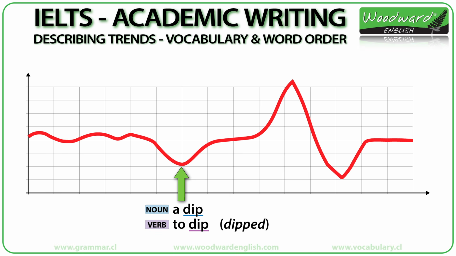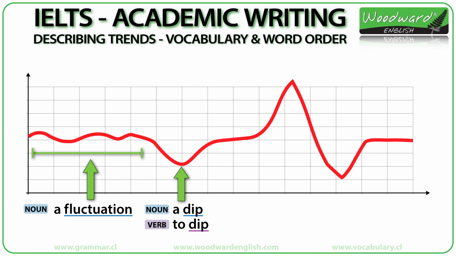Some additional ways of describing trends include a fluctuation. This is an irregular rising and falling in number or amount. It is like a variation, something that is not stable. The verb is to fluctuate. For example, prices fluctuated over that time period.